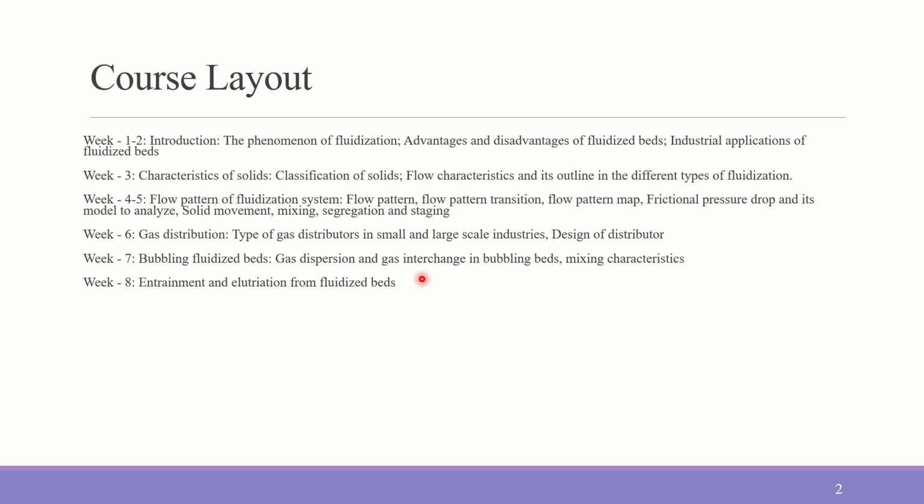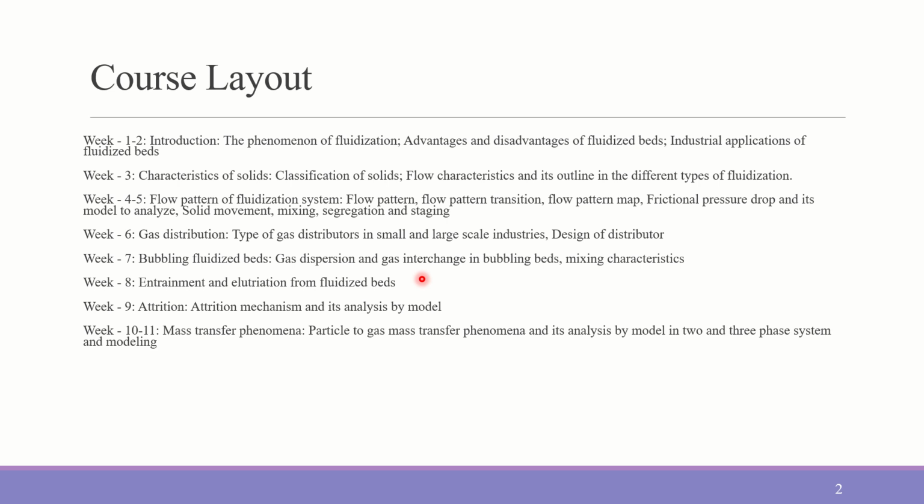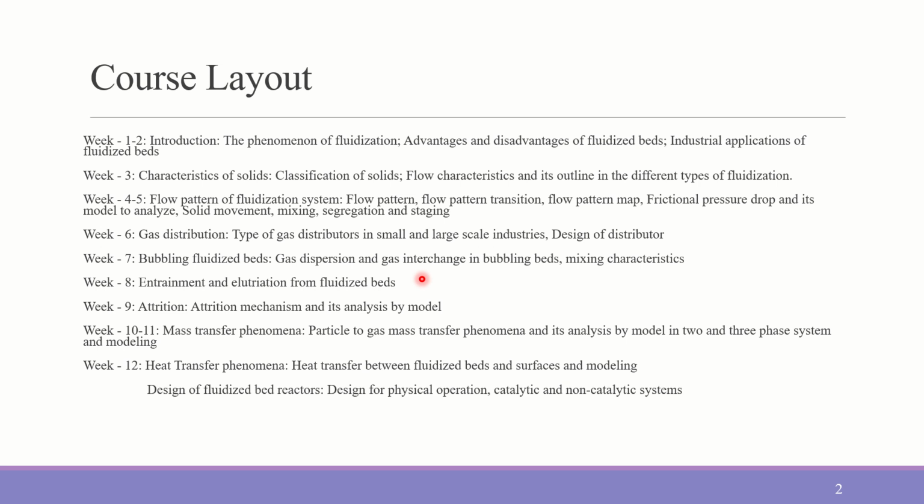And again in week 7 we are going to study some more about bubbling fluidized beds and cover everything. Later on we'll see about the entrainment and filtration from fluidized beds and attrition. These are the mechanisms by which I was telling about the loss of the solids inside the fluidized beds. And later it is about mass transfer phenomena, particle to gas mass transfer, and its model analysis in 2 and 3 phase systems, and heat transfer phenomena at last. Design of fluidized bed reactors. So that is the thing.